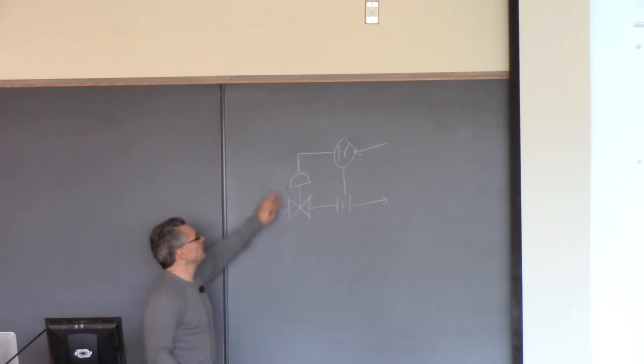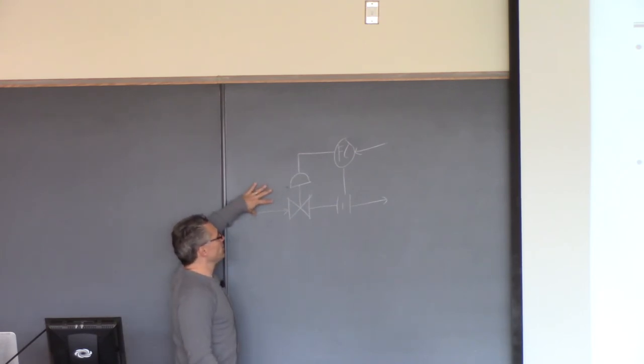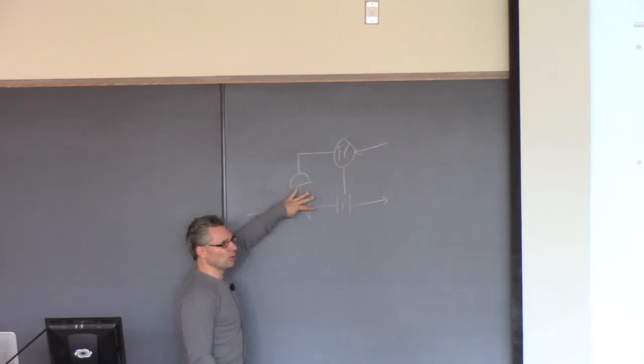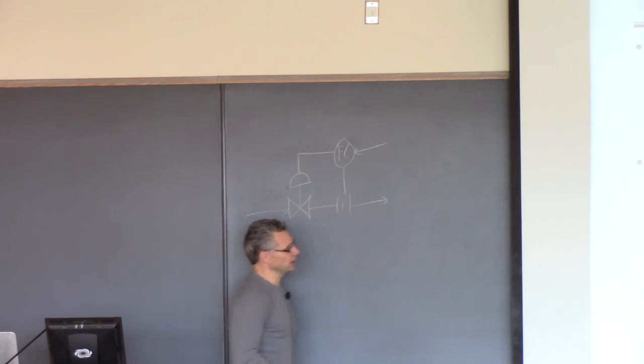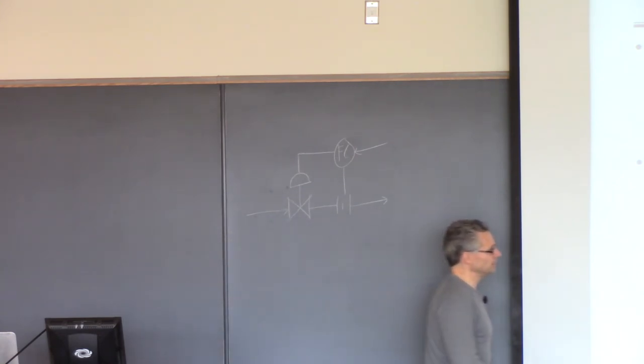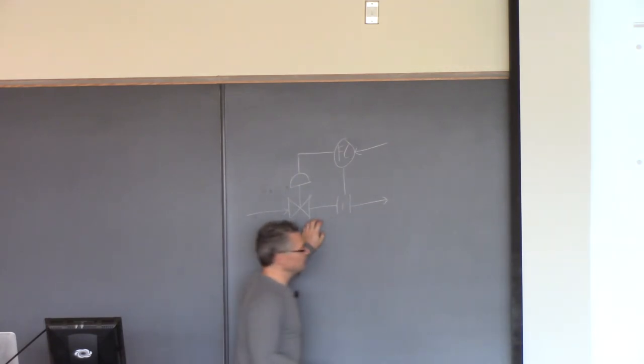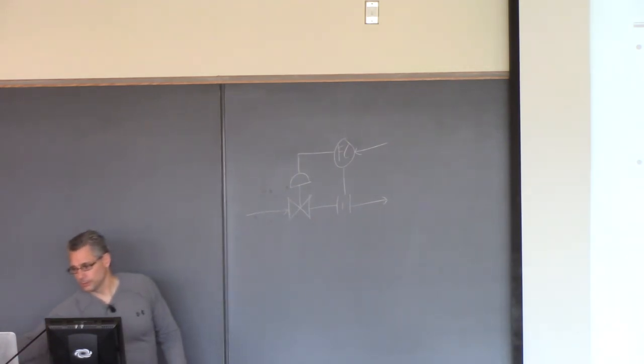Because otherwise, if you manipulate the valve directly and you have pressure changes across this valve, the flow will change in some unpredictable way and it'll screw things up, right? So this is how we're going to do things. Or this is how things are done, I should say. And there's other types of cascades, certainly, but this is by far the most common one.